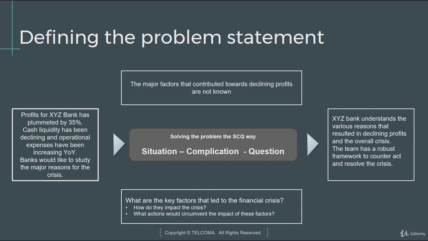Now, once we have the problem statement defined, we need to design the blueprint for the problem. So now we have a fair amount of idea. You have the current situation defined, you have the desired future state defined, you know the complication, and you know what questions you need to answer to resolve the complication. So we need to build a blueprint that will help you solve this problem in a structured way. Let's move on to understand how we can build the blueprint.